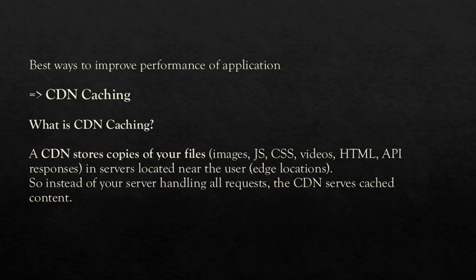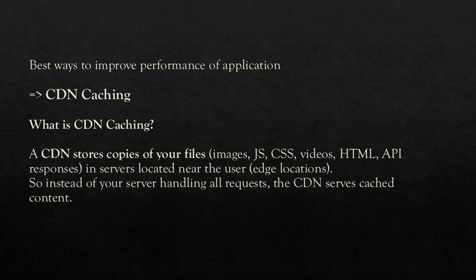Using a CDN, that is Content Delivery Network, for caching is one of the best ways to improve application performance. It reduces server load and delivers static or dynamic content faster to users across the globe. Below is a simple, clear explanation of how CDN caching works and how you can use it.